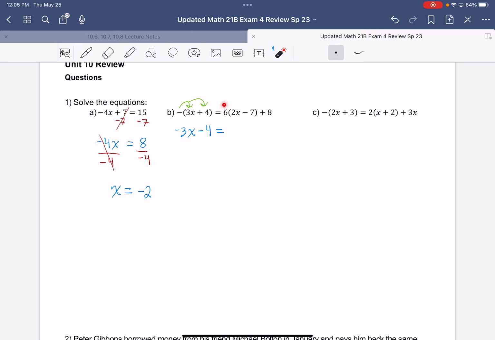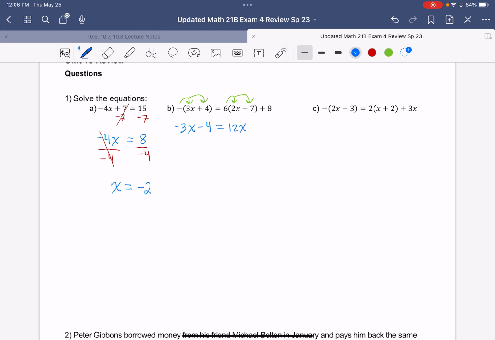Next, let's simplify the right-hand side as much as possible. The right-hand side can be simplified as well. I'm going to start off by distributing the 6. Take the 6 and multiply it to each term inside of the parentheses. 6 times 2x is 12x. 6 times negative 7 is the minus 42. And then that plus 8 comes down. Before you begin to solve, stop and see if you can simplify this any further, the right-hand side, which you can. You can simplify the right-hand side further by combining these values here, the constants at the end.